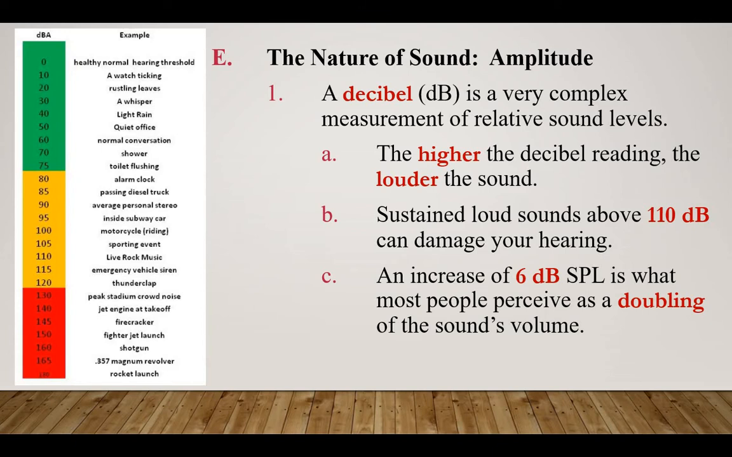A decibel is a very complex measurement of relative sound levels. And the way to think of decibels is the higher the decibel rating, the louder the sound. You see a chart on the left-hand side of your screen that shows the relative decibel level of different things that you may hear. Sustained loud sounds above 110 decibels can damage your hearing. And an increase of 6 dB SPL is what most people perceive as a doubling of the sound's volume.